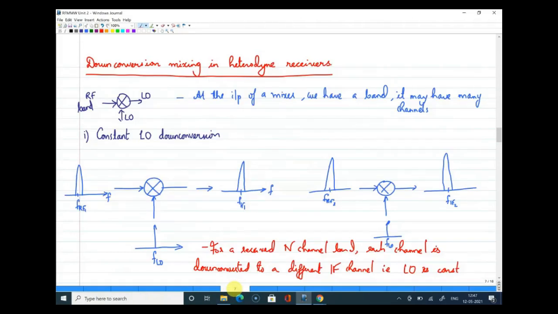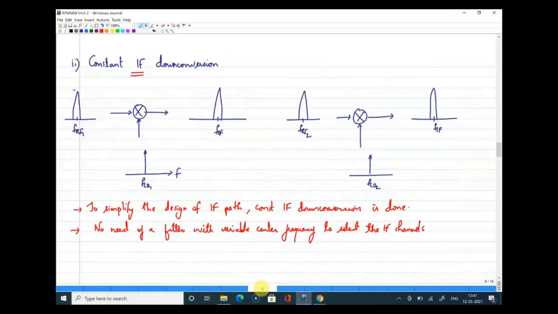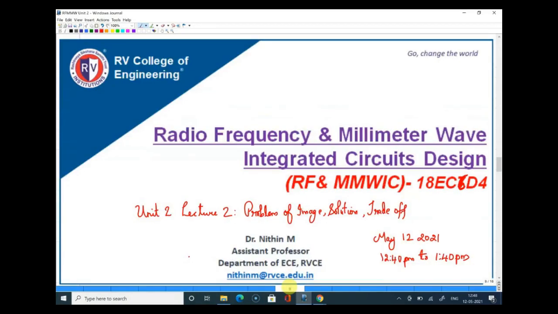Then we also mentioned two types of down conversion mixing: one by keeping a constant LO frequency and generating various intermediate frequencies, and the second method of keeping a constant IF by varying the LO frequency. That is generally done with the help of a synthesizer, which will also be discussed later in this course in the last unit.